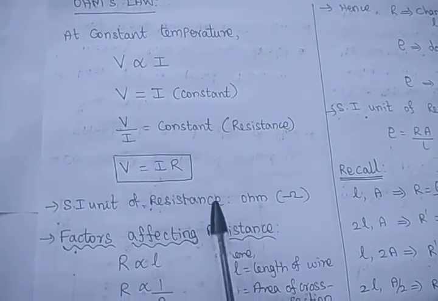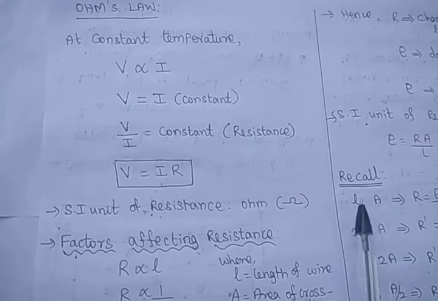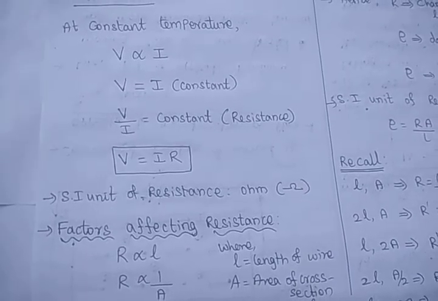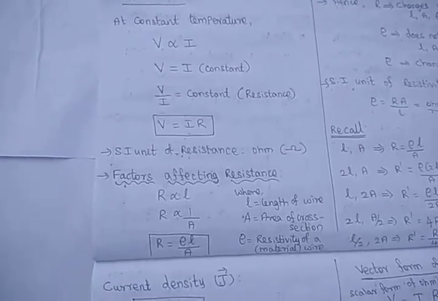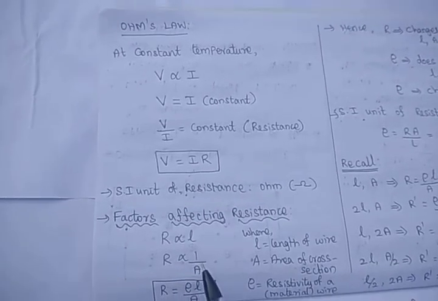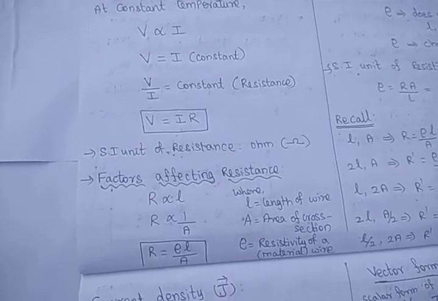So the SI unit of resistance is ohm. We can put a symbol like this. It is the omega symbol. These are all things we studied in 10th standard itself. I will recall for you the factors affecting resistance.